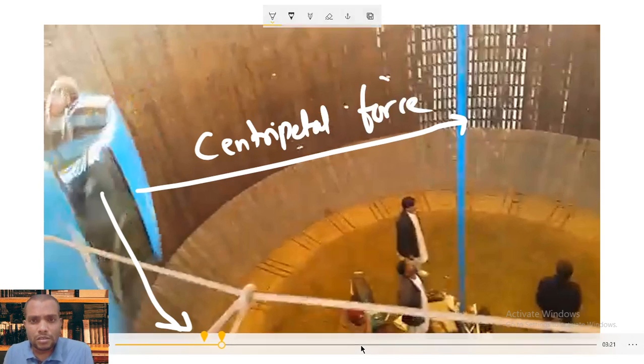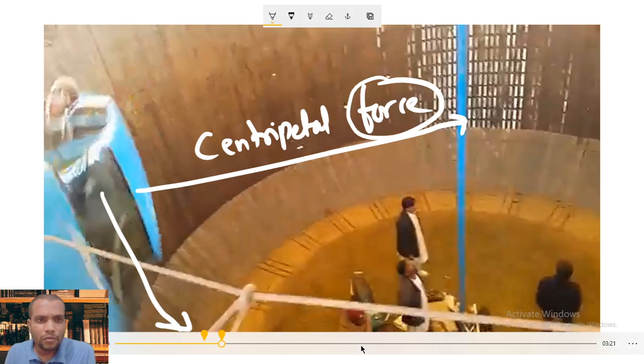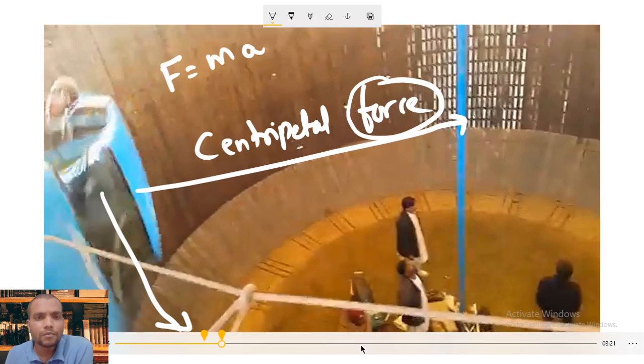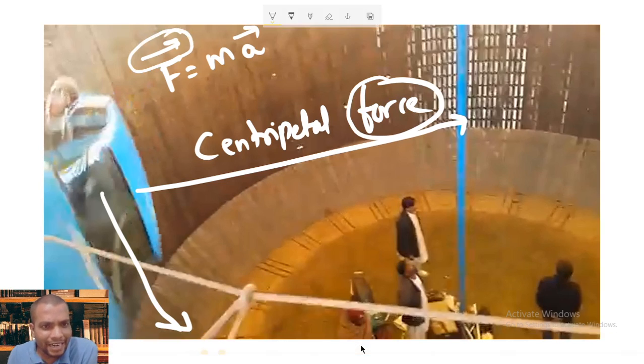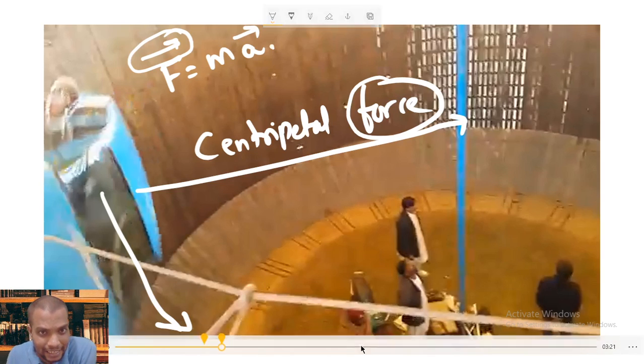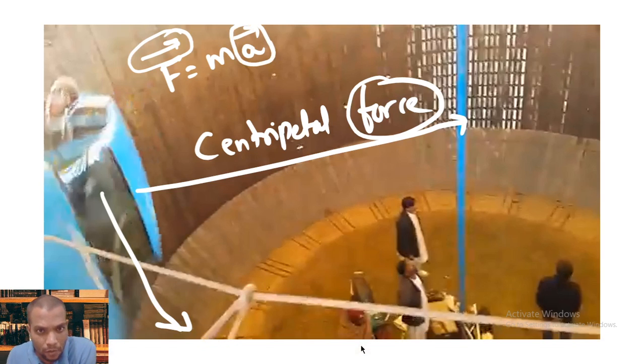To calculate the force, if you recall, the force formula F equal to ma, mass times acceleration. I cannot get the direction of force unless I know the direction of acceleration. We know about the centripetal force. Now that centripetal force magnitude equals m times acceleration, but its direction is towards the center. And that direction comes from this component which is known as centripetal acceleration.